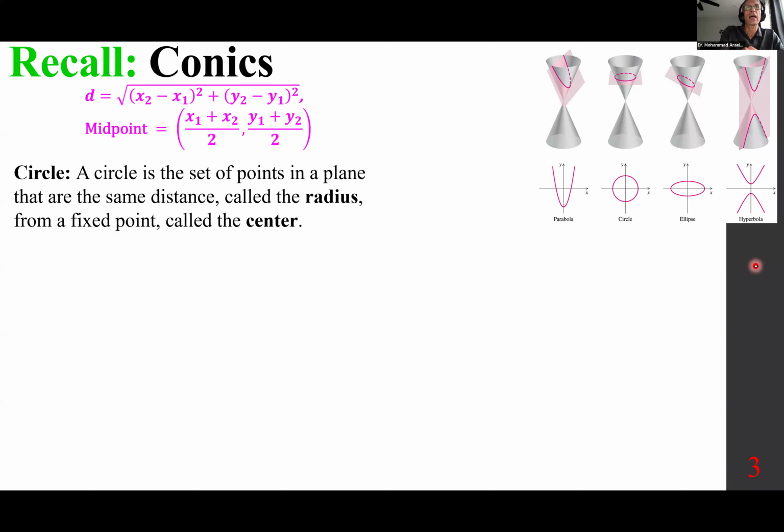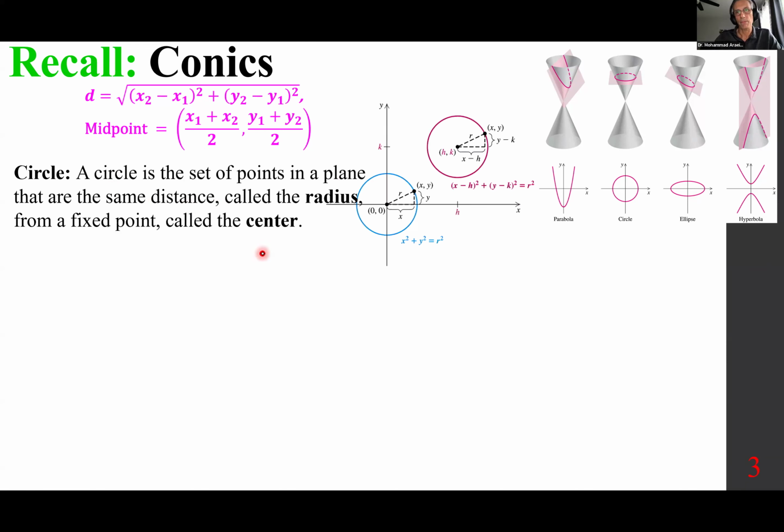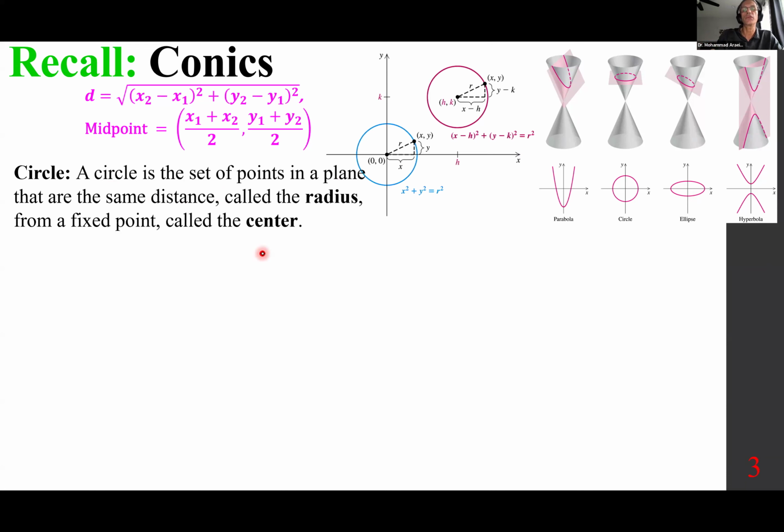So what is a circle? It has a specific definition. A circle is the set of points in a plane that are the same distance, called the radius, from a fixed point called the center. As a result, we have the following formulas. Centered at 0, 0, the origin: x squared plus y squared equals r squared. Centered at h and k: x minus h quantity squared plus y minus k quantity squared equals r squared.